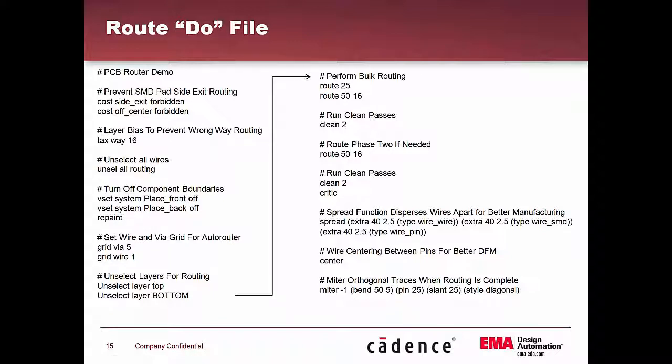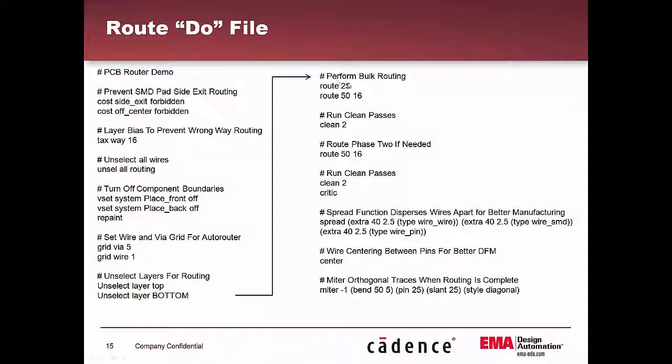And now we actually get into the setup for the Autorouter. So down here we have a wire and via grid that we set up to actually do the auto routing. So in my case, I'm choosing a 5 mil via grid and a 1 mil wire grid. And to make this design a little bit more challenging for the demo, I'm also unselecting the top and bottom layers. So I'm only allowing the actual design to have 2 layers to route on.